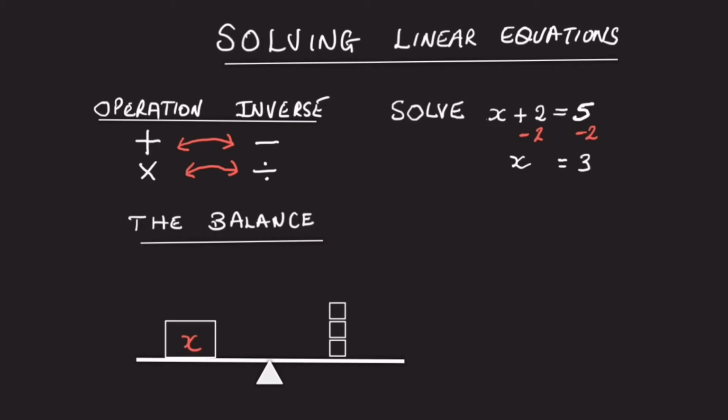Now it's balanced. Not only is it balanced, but I've also now found the value of x, because x was the unknown value and it must be equal to 3 because I've now got 3 boxes left on the right-hand side. So I've solved the equation with my balance as well as solving it by using the inverse operation.